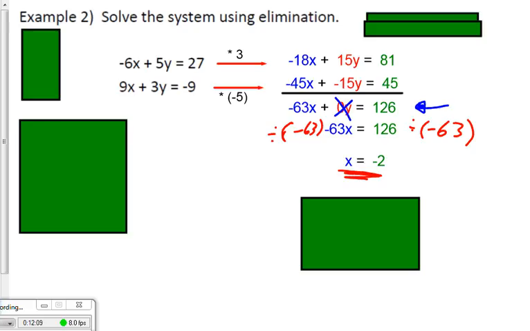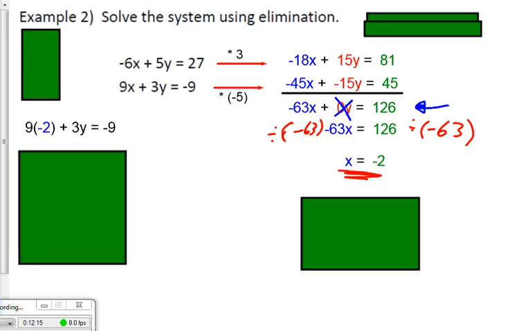Again, just like before, we take whatever value we've solved for, in this case x, and we plug it into one of our first equations. Doesn't matter which one you pick. You can plug it into either equation. You're just plugging in our x is negative 2 wherever you see x. I happen to pick the bottom equation here. So 9 times negative 2 plus 3y equals negative 9.